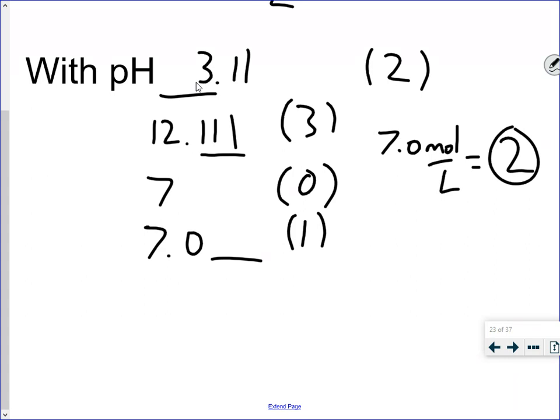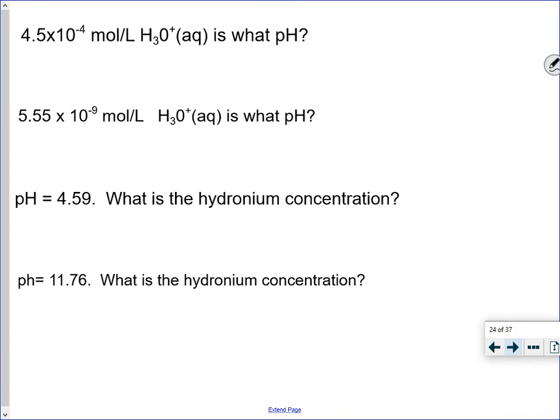All right, so we're going to practice that in a couple questions coming up. We're just going to practice a few easy pH questions. Here's the first one. 4.5 times 10 to the minus 4 moles per liter of H3O. What is the pH? Okay. pH is equal to the negative log of hydronium.